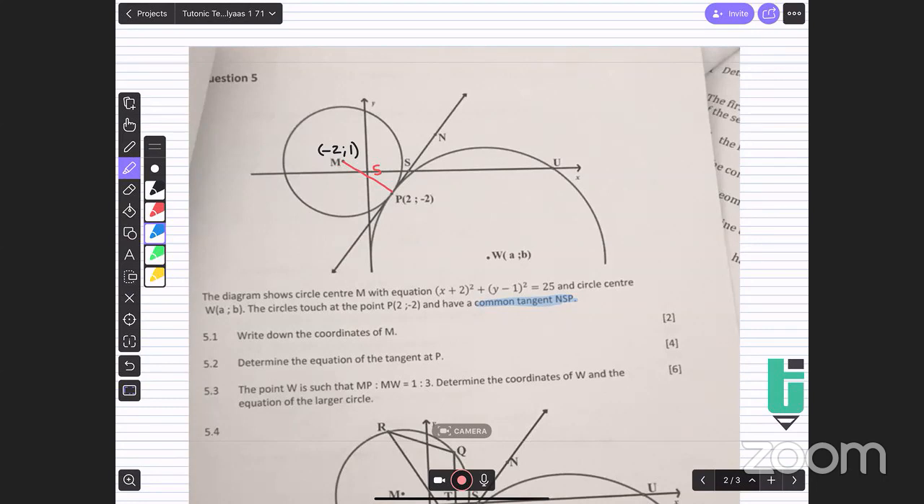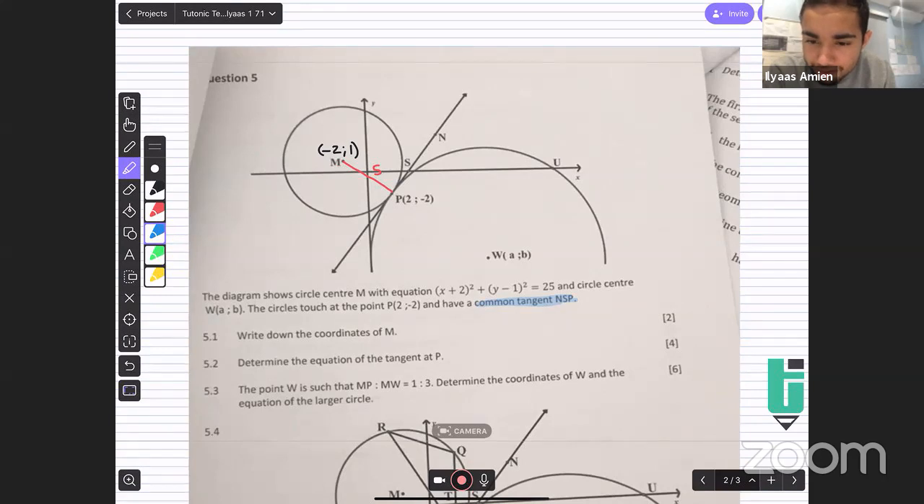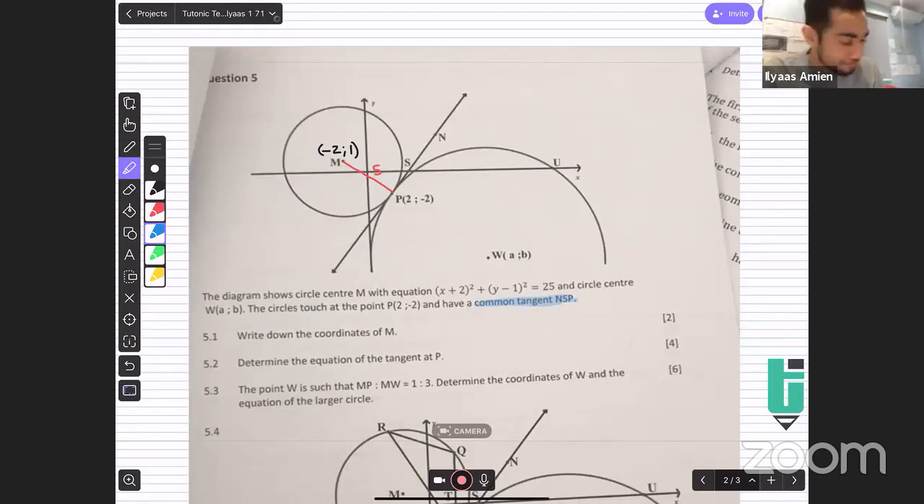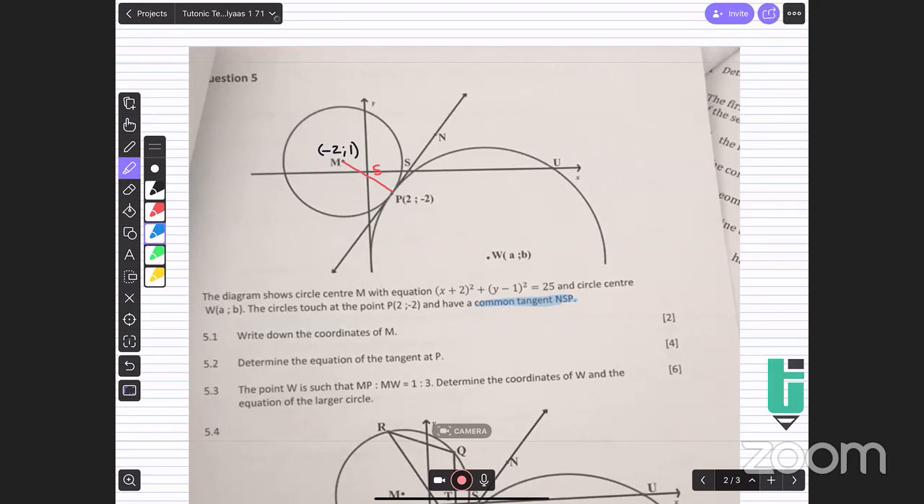Just repeat that again, Amaro. I think the mic was off. Did you guys hear Amaro? Do you want to just repeat that part about the tangent? Sorry, what did you say? I didn't hear it. Oh, I just said they have a common tangent SP. That is also one of the most important pieces of information, because with it, it will be easier for us to find the tangent in 5.2, but obviously we'll go there now.